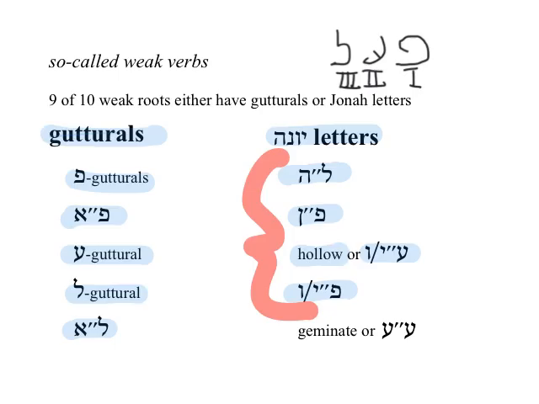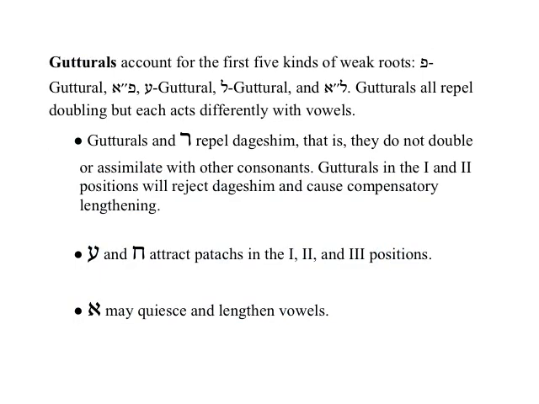And then the last kind of weak root is the Ayin Ayin, or the geminate. That is, where the second and the third root letters are the same. So it's named after Gemini, the twin gods. The first 5 kinds of weak verbs, then, all have gutturals in them. And so for now, we can treat them as a class and then unpackage them further as we go along.